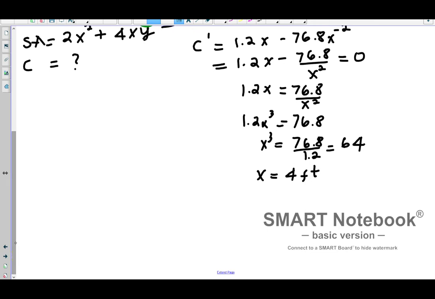So y equals 96 over 16, x squared, 4 squared is 16. So when we do that, we're going to get 6. Okay, so 6 feet. So the dimensions for the box with the lowest possible cost should be 4 feet by 4 feet by 6 feet.